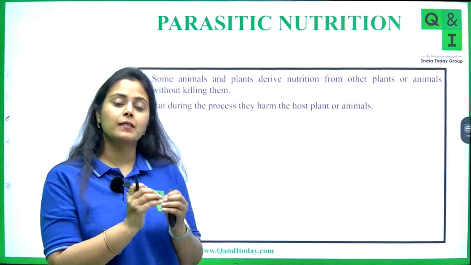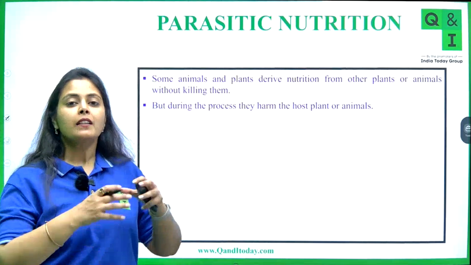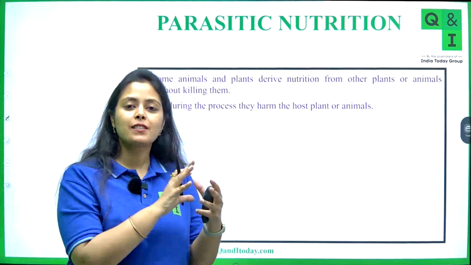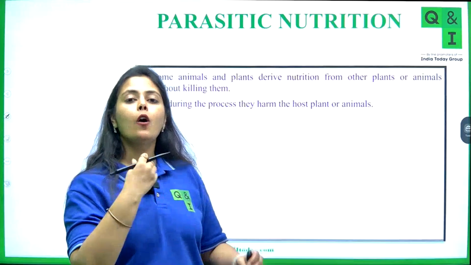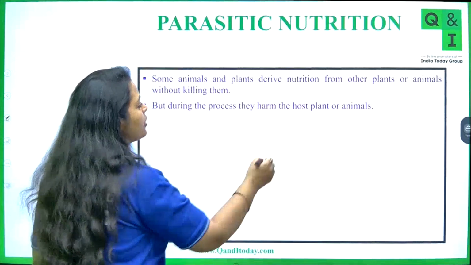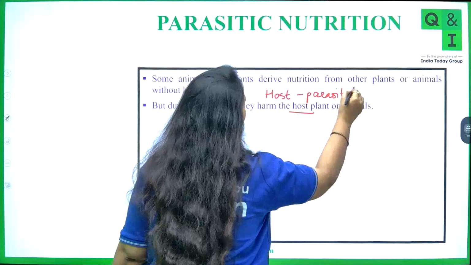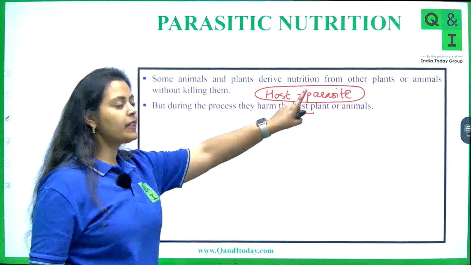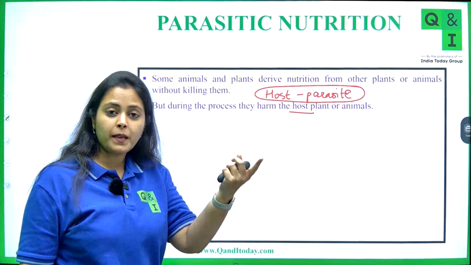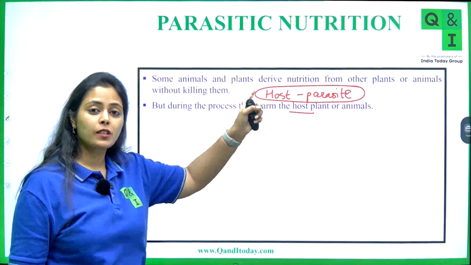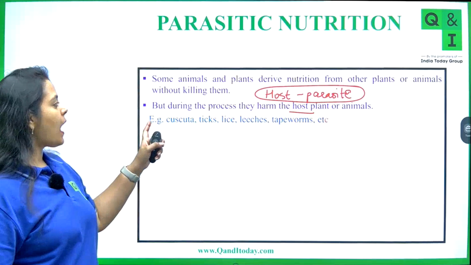So whatever nutrition is being made or synthesized by another organism, the parasite basically goes and attaches itself to the organism and snatches it from that. The organism on which the parasite gets attached is called a host. So that is a host-parasite relationship. Remember this: host, parasite. The parasite is the organism which is snatching, making a robbery of the nutrition which is being made by the other organism, whereas the host is the organism from which it is getting snatched.